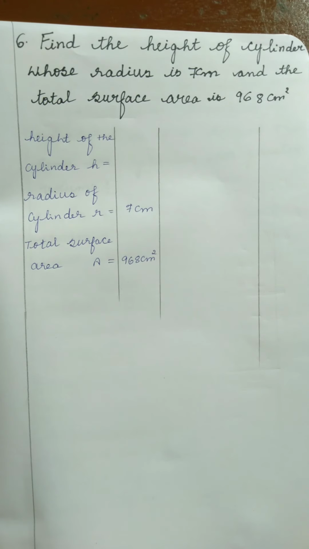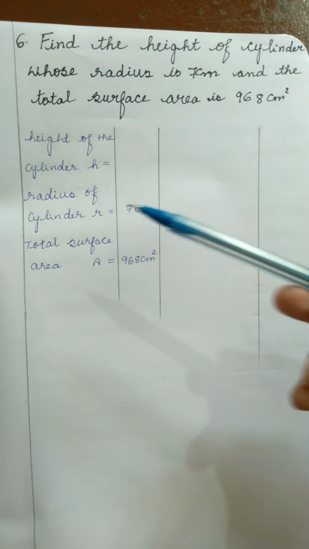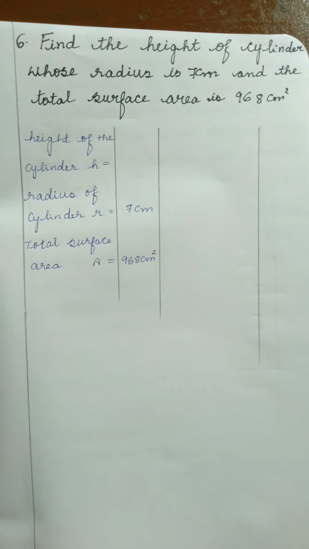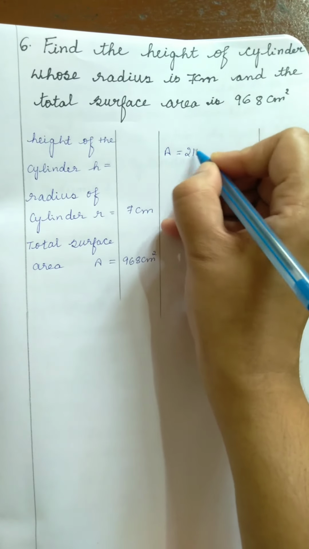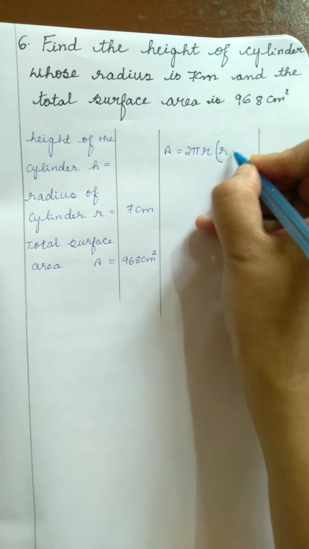The next problem. Find the height of the cylinder whose radius is 7 centimeter and the total surface area is 968 centimeter square. So we need to find the height of the cylinder. What is given? The radius of the cylinder is equal to 7 centimeter. The total surface area is equal to 968 centimeter square. We know the total surface area of the cylinder formula is A is equal to 2 pi r into (r plus h).